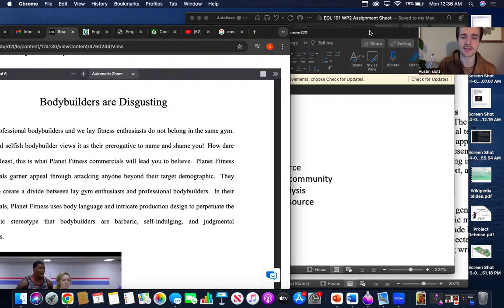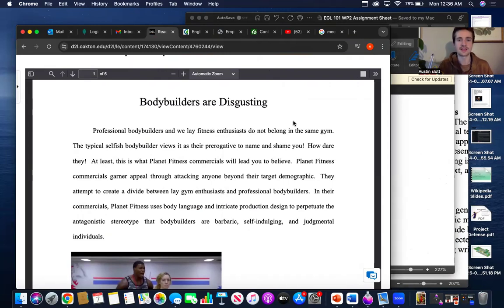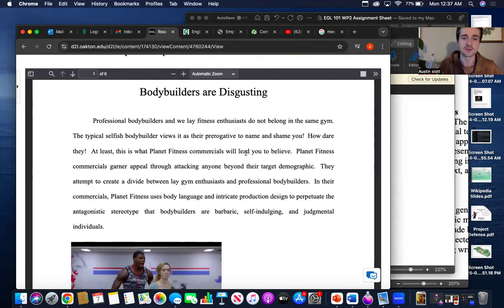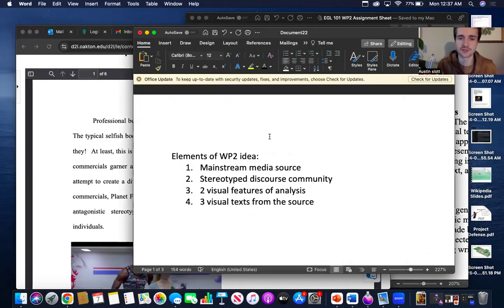Well, is it coming from a mainstream source? Let's see. Professional bodybuilders and lay fitness enthusiasts do not belong in the same gym. The typical selfish bodybuilder views it as their prerogative to name and shame you. How dare they? At least this is what Planet Fitness commercials will lead you to believe. So Planet Fitness is going to be the source of the material. Is that a mainstream source? Absolutely, 100%. Planet Fitness, right? Very well known, widely franchised, maybe the most recognizable gym membership fitness brand that exists today. Drive around, you're bound to find one in some strip mall. So Planet Fitness is the source of the material.